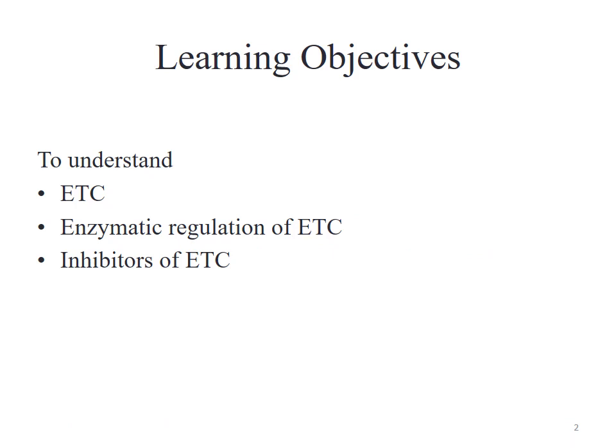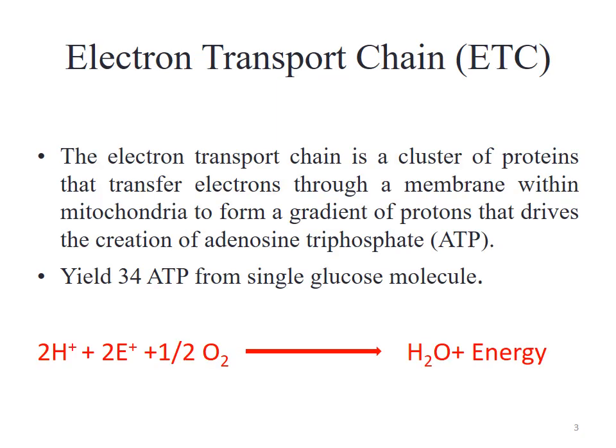So today's learning objectives of this lecture are: what actually is the electron transport chain, what is the enzymatic regulation of the electron transport chain and why it is important, and how different kinds of enzymes are involved to inhibit the process of electron transport. So let's start. What is the electron transport chain?